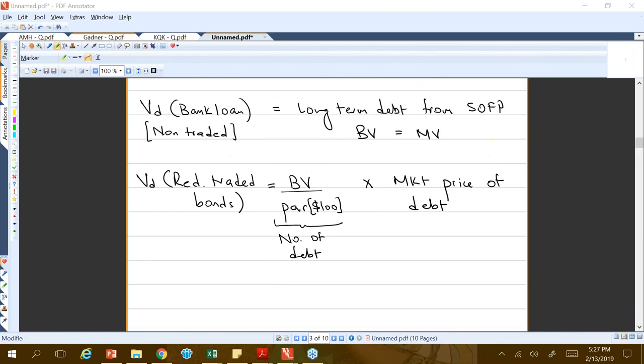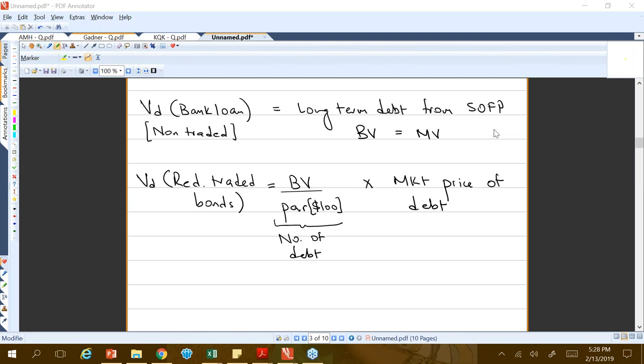Within the bank loan, to find its value, what we simply do is take the long-term debt from the SOFP. The bank loan will be shown in the long-term liabilities. We'll take that book value, and that book value is also the market value of the bank loan, because bank loans are non-traded. So their historic values are also their market values. There's no difference in historic and market value for a bank loan. So we'll simply take the non-current liabilities bank loan. We'll see that in a question shortly as well.